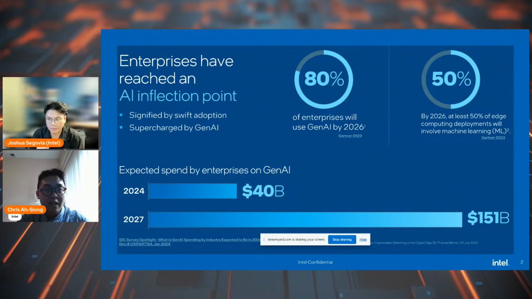Spending on GenAI is forecasted to increase dramatically from $40 billion in 2024 to around $151 billion by 2027. This data, sourced from an IDC survey, highlights the willingness to adopt AI and GenAI. However, enterprises are struggling to bring their AI workloads and solutions into production.